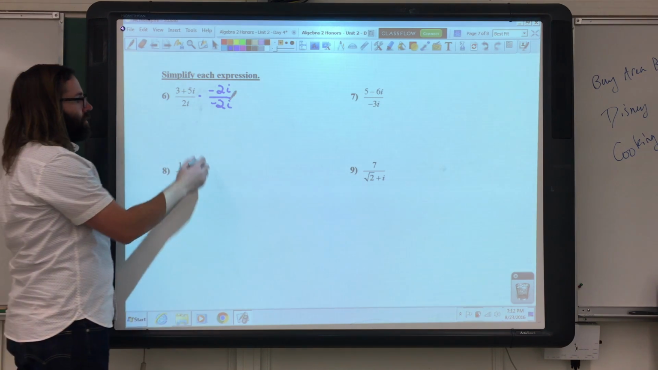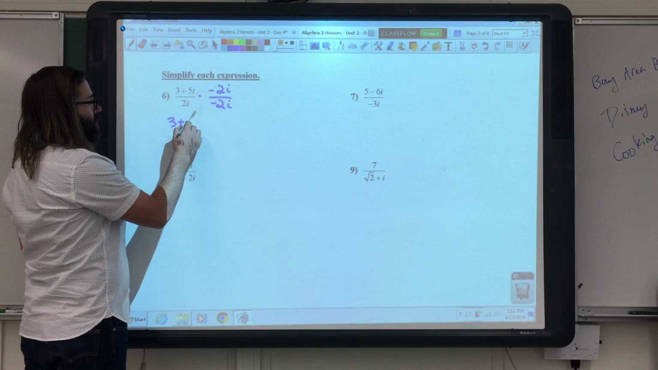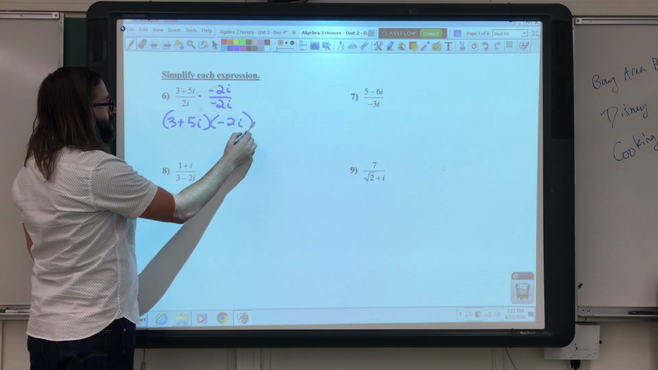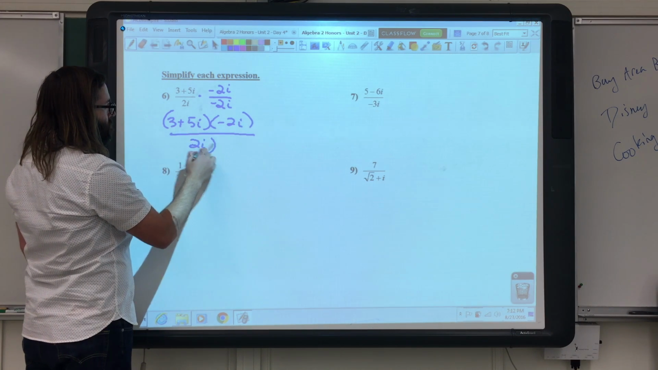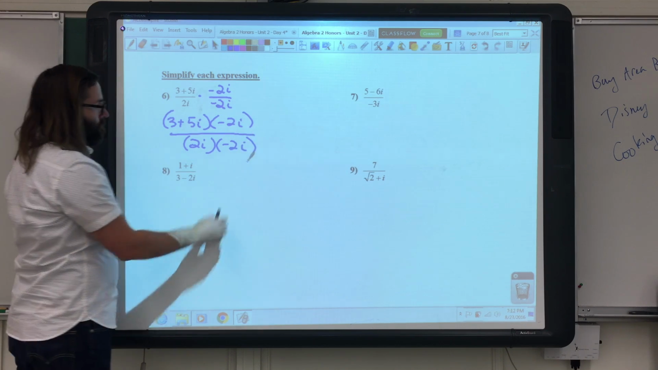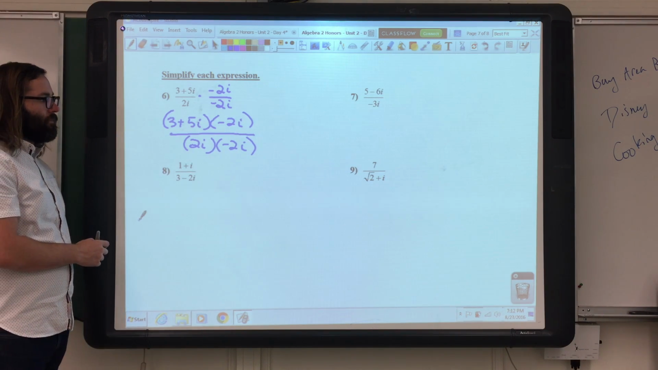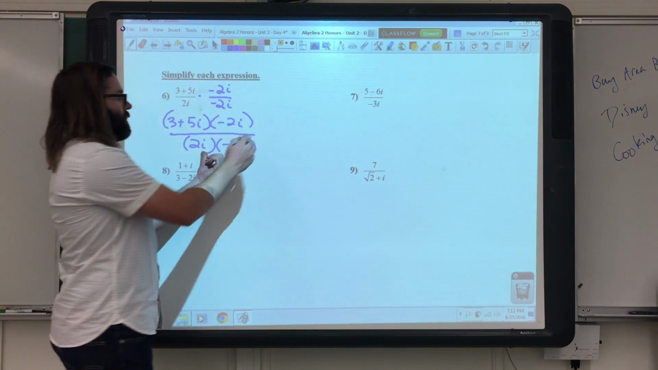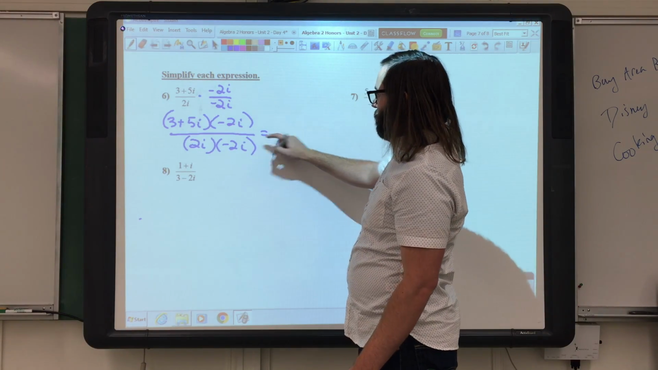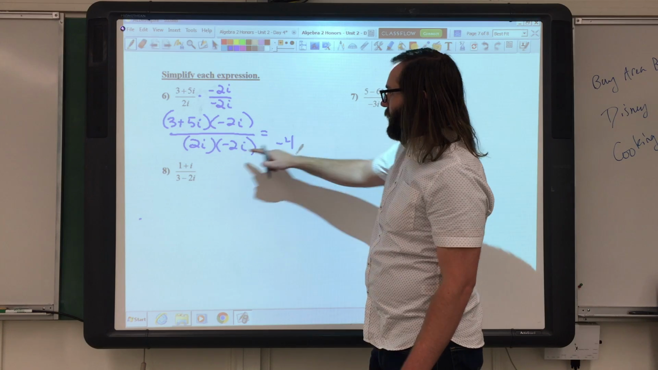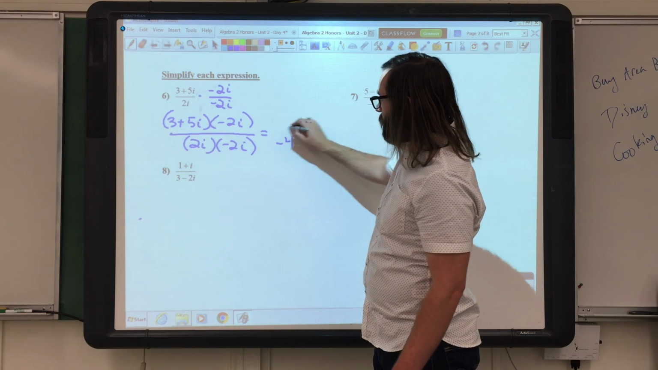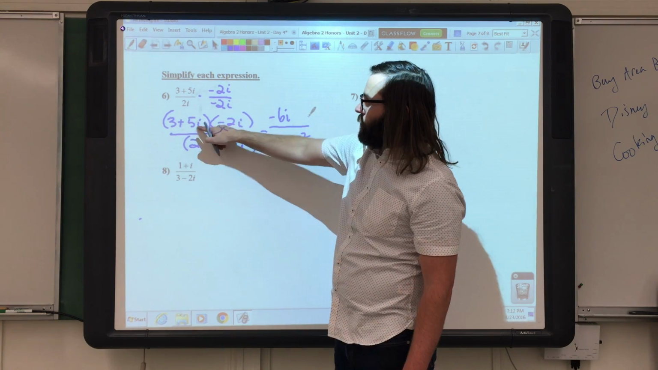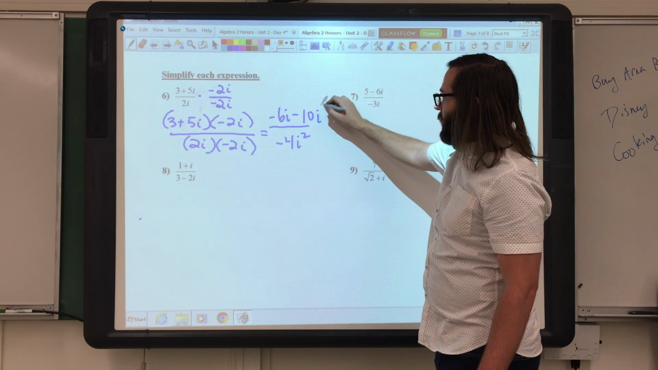So when you do this, you get 3 plus 5i times negative 2i all over. Okay? So when you multiply these, you get 2 times negative 2 is negative 4. i times i is i squared. And up here you get negative 2 times 3, so you get negative 6i. Negative 2 times 5 gives you negative 10i squared.